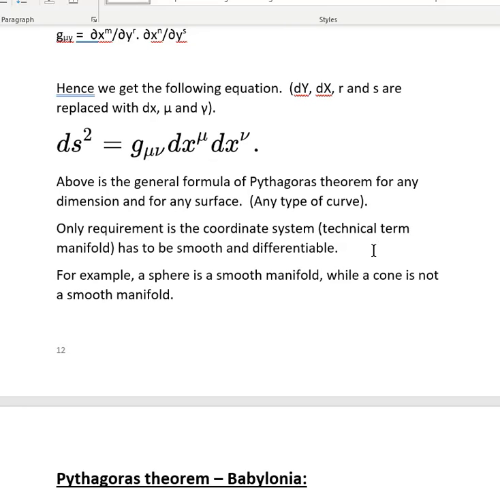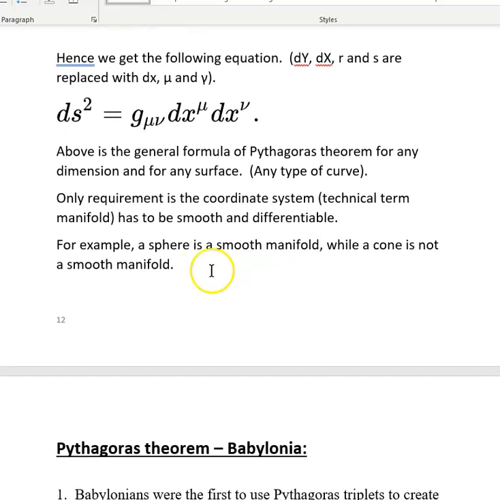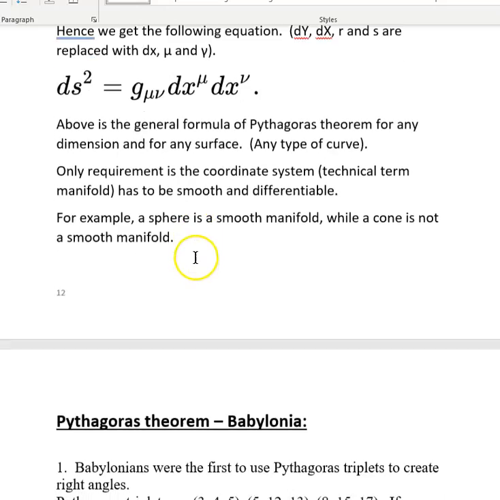Well, it's not really true. The manifold has to be smooth and differentiable. For example, a sphere is a smooth manifold, and a sphere is not a coordinate system. A sphere lives inside a coordinate system. So I'm kind of wrong here. While a cone is not a smooth manifold, because there's a vertex, and that's not smooth there. You cannot differentiate at the corner, at the edge. So this is the general theorem.